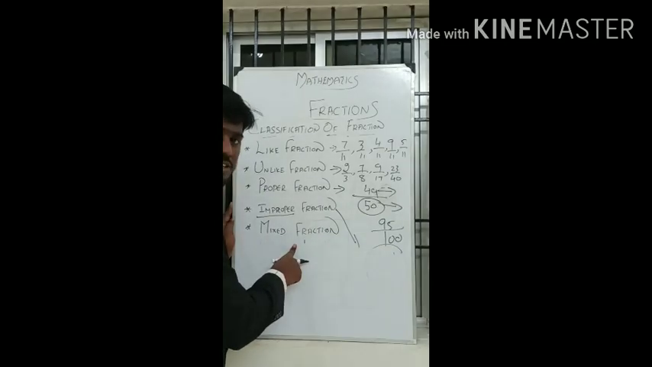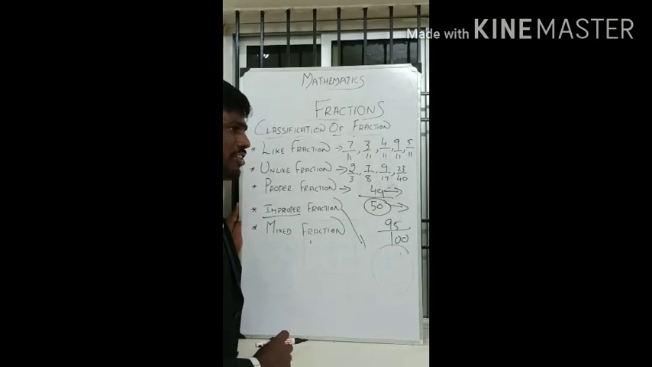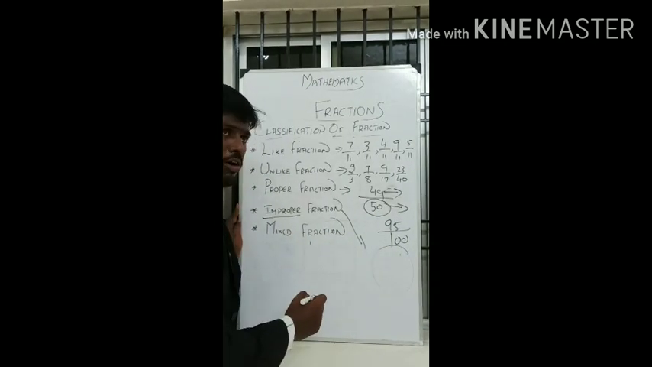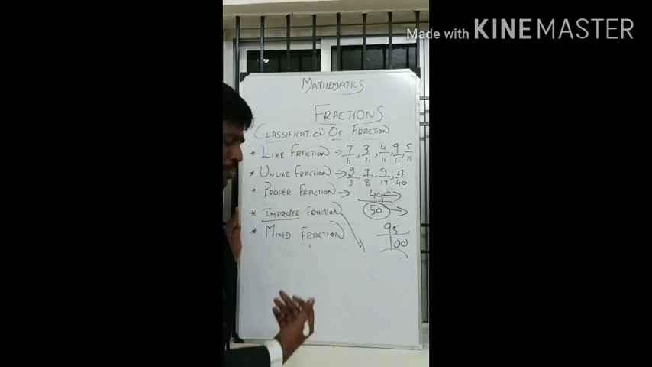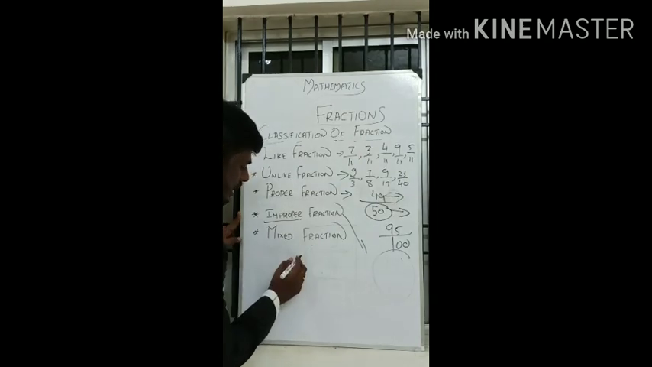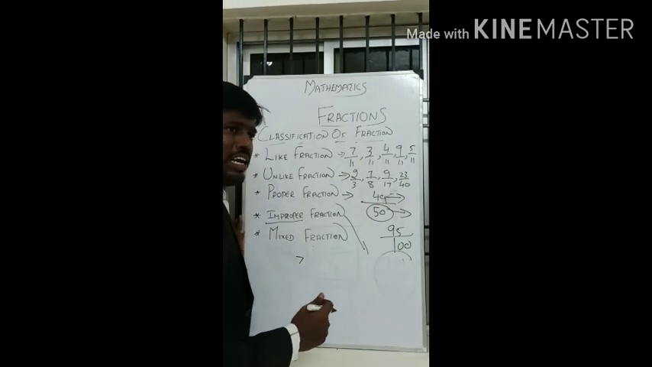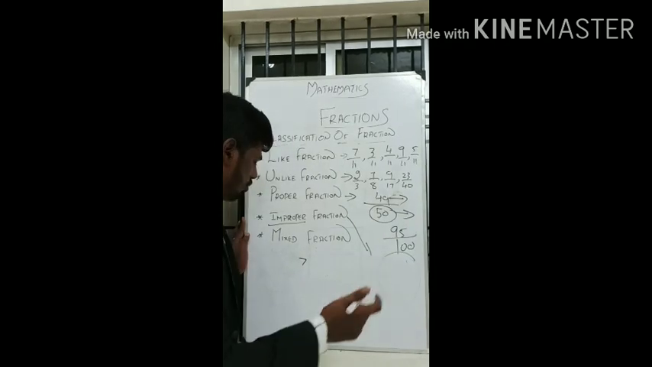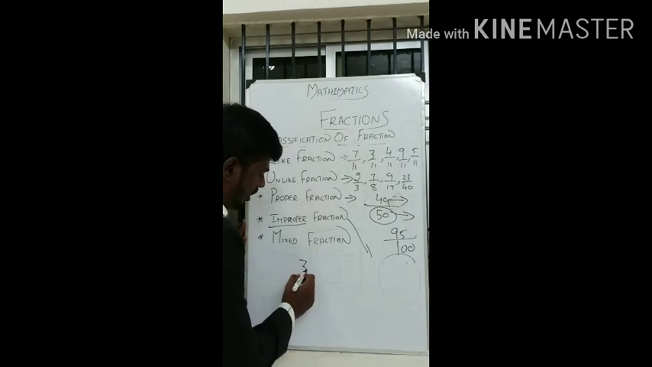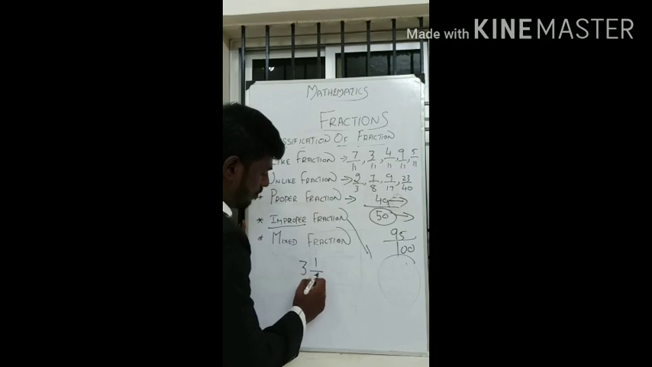Last one is mixed fraction. A mixed fraction is nothing else but a natural number together with a proper fraction. What is that? A natural number with a proper fraction. Here 3 is the natural number. Naturally, we can say the numbers start from 1, 2, 3, 4. This is called what? Natural number. So 3, 1 by 4.